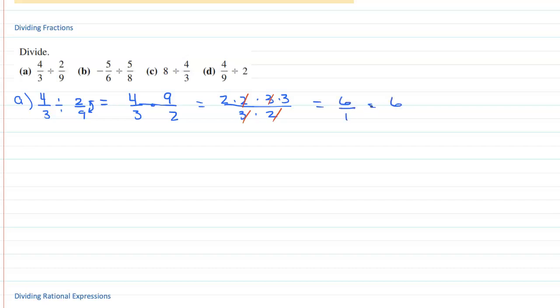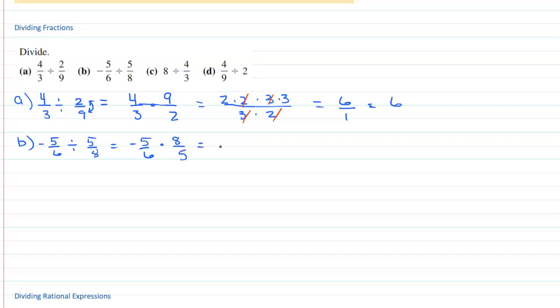Okay, the next one, B, is -5/6 divided by 5/8. So I'm going to rewrite this as -5/6 times 8/5. All right, so again, we've got a negative. There's just one negative, so the whole thing is going to be negative.